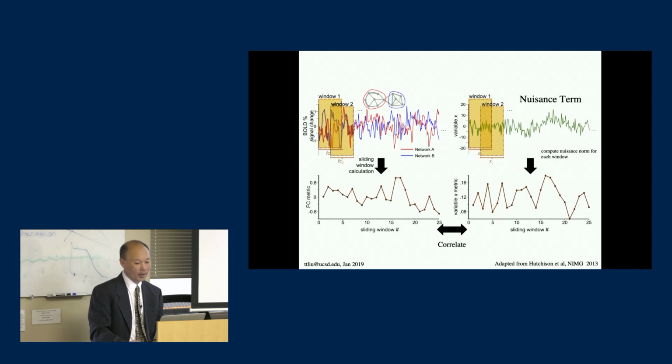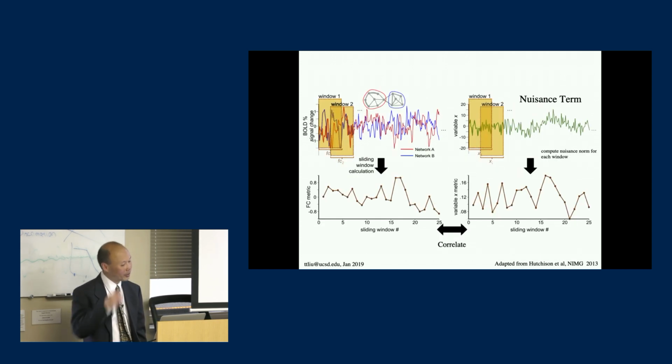Okay. So one thing we did, we were interested in looking at how global signal regression affects dynamic functional connectivity. But what we realized later on in doing that is actually it's a much more prevalent problem. So here, I'm going to outline what we did. Here we did sliding window correlation. So for every window, you get the sliding window correlation between two regions.